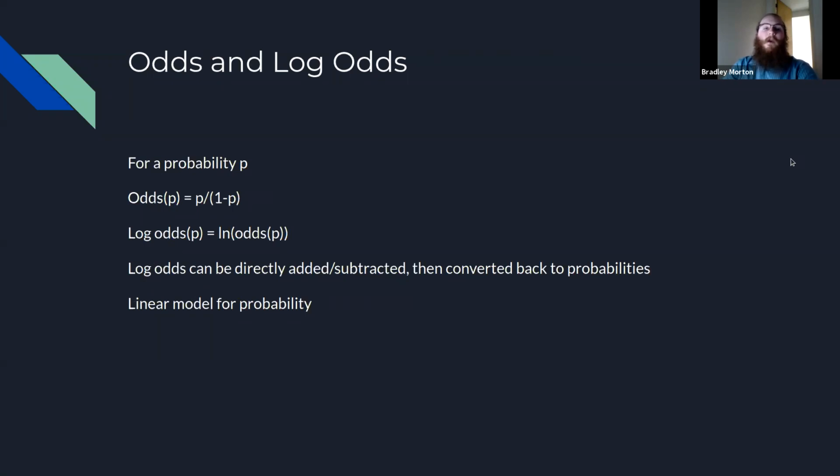Now we will start defining odds and log odds. Let us say we have a probability P, so that it is bounded by 0 and 1, and we will attach the additional condition that it is not 0 or 1. We say that the odds of P are P divided by 1 minus P, and the log odds of P are the natural logarithm of the odds of P. What log odds give us is a linear model for probability. So we can directly add and subtract log odds of various events, as we'll see in worked examples, and then you can convert them back to probabilities.